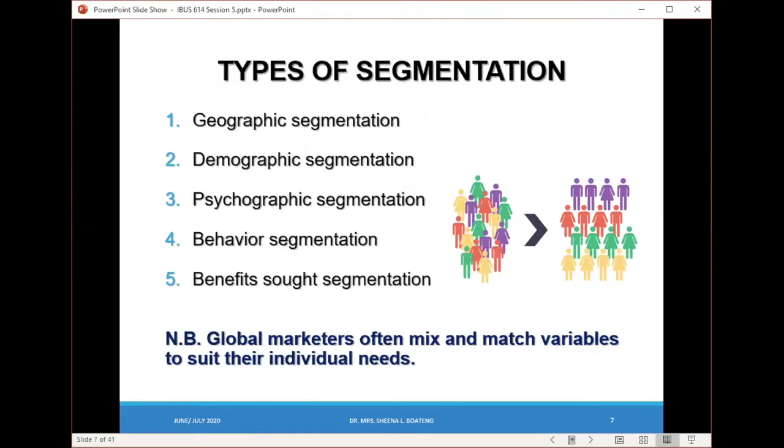The first one is geographic segmentation, which is basically the most common one, followed by demographic segmentation, psychographic segmentation, behavior segmentation, or some people will say behavioral segmentation, and then benefit sort segmentation. Now, I need to emphasize that global marketers and marketers in general never use a single segmentation criterion as the basis for their market segmentation.